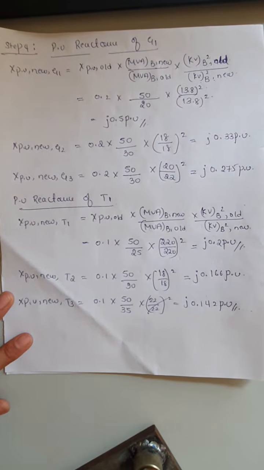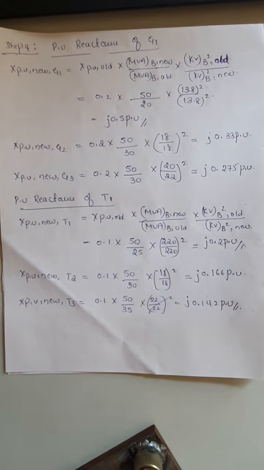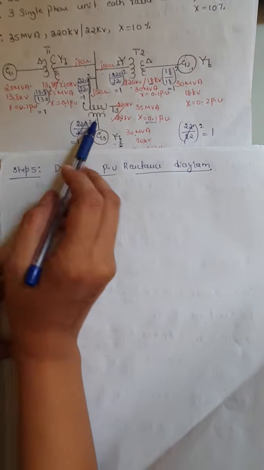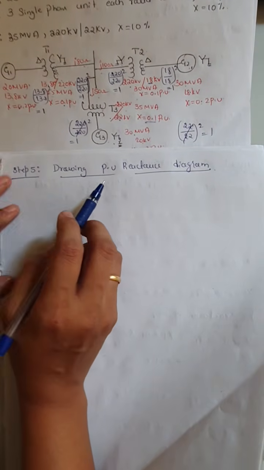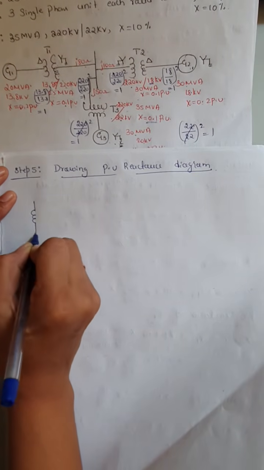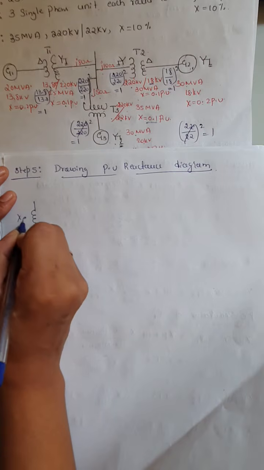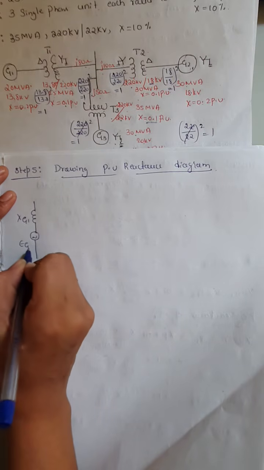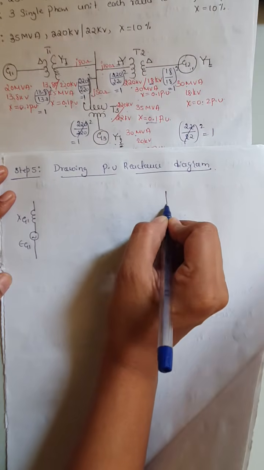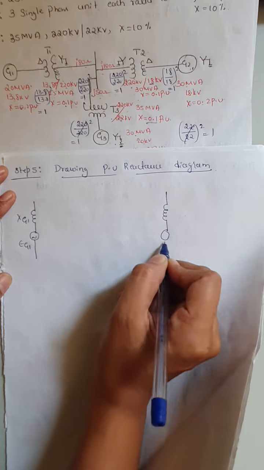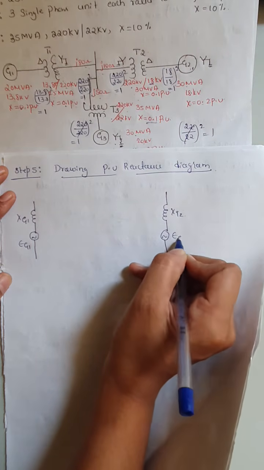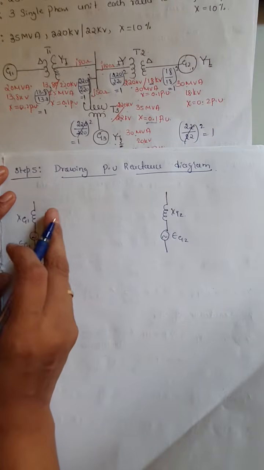Now we'll proceed with the last step, that is drawing the per unit reactance diagram. This is the given single line diagram, converting that into per unit values. First we'll write the reactance diagram for generator 1. This is the reactance for generator 1 and the source voltage for generator 1, and after that we'll write for generator 2. This is the reactance for generator 2 and the source voltage for generator 2. Next we'll write the in-between components.